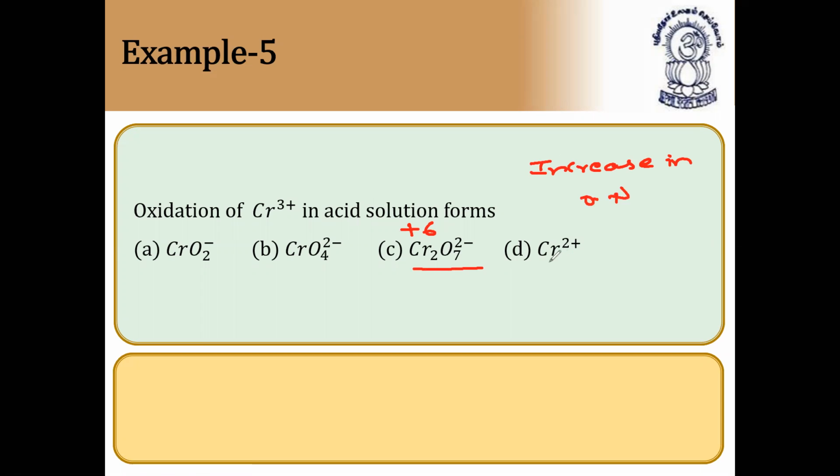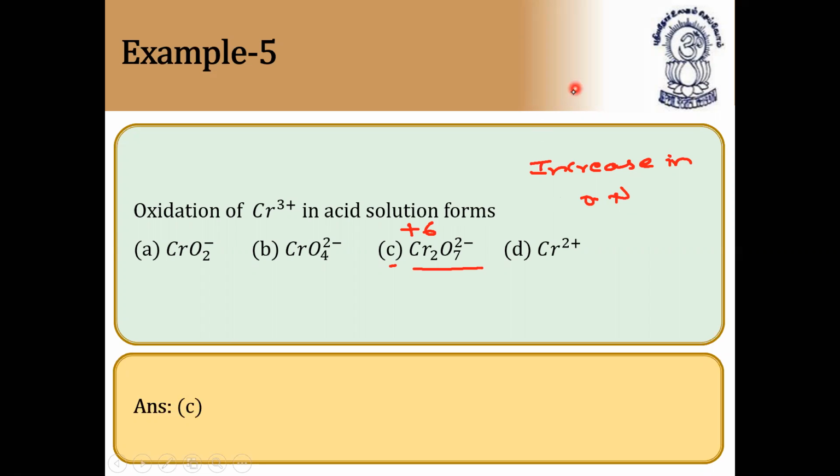In this it is plus 2, a decrease in oxidation number. In this it is plus 4 again. But here it is not forming in acidic solution, and CrO2 minus is less than plus 2. So the answer is plus 6, third option. So increase in oxidation number is called what? Oxidation.